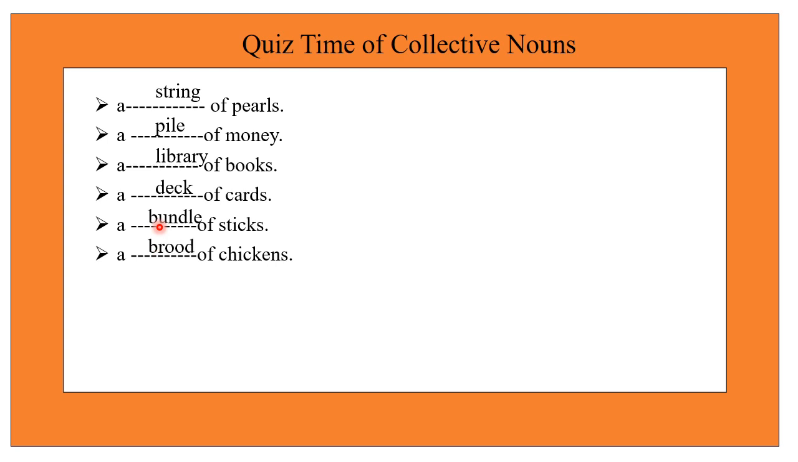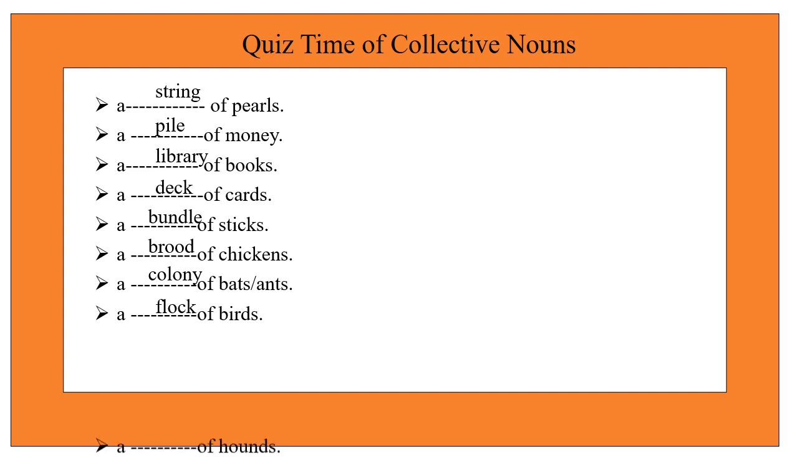Dear students, these all are the collective nouns. We are watching the examples of collective nouns. I have prepared 70 collective nouns for you. Okay. So take advantage of it and try to guess the correct answers. Next example. A dash of bats or ants. It is known as a colony. Next example. A dash of birds. It is known as flock of birds.